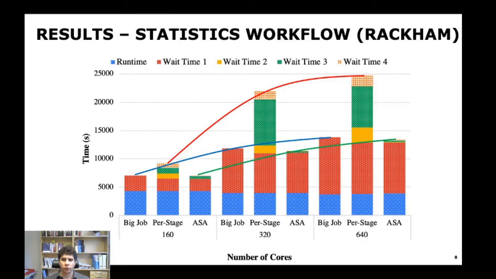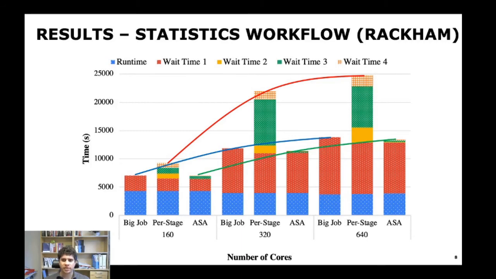Here, we show RACKHAM results for the statistics workflow. We can see that for large core allocations, the use of ASA resulted in smaller total makespans than both per stage and big job strategies. This happens because the big job strategy has a waiting time that is higher than all of the perceived waiting times that ASA experiences. Reduced perceived waiting times are mainly due to ASA's proactive submission system, which happens during the execution of a current workflow stage, and minimizes the total perceived waiting times for the workflow.